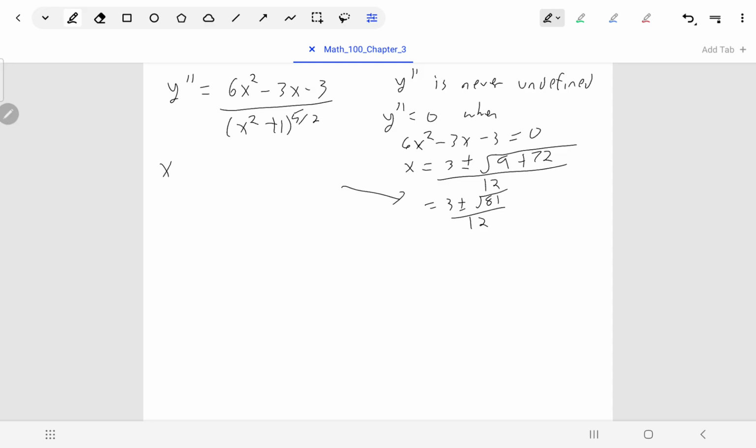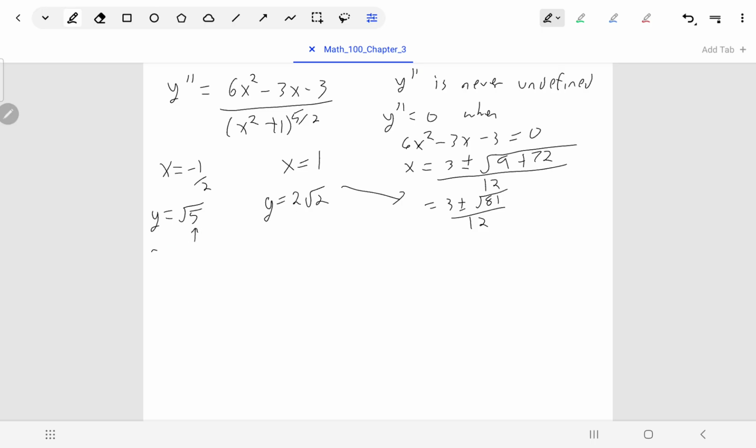The 3 minus 9 over 12 is negative 6/12 or negative a half. And then the other one is x equals 3 plus 9 over 12, or 12 over 12, which is x equals 1. If we go back and figure out with our original function what the y value is, if x is equal to 1, the y value turns out to be 2 root 2. And if you put in an x value of negative a half, the y value is exactly square root of 5.